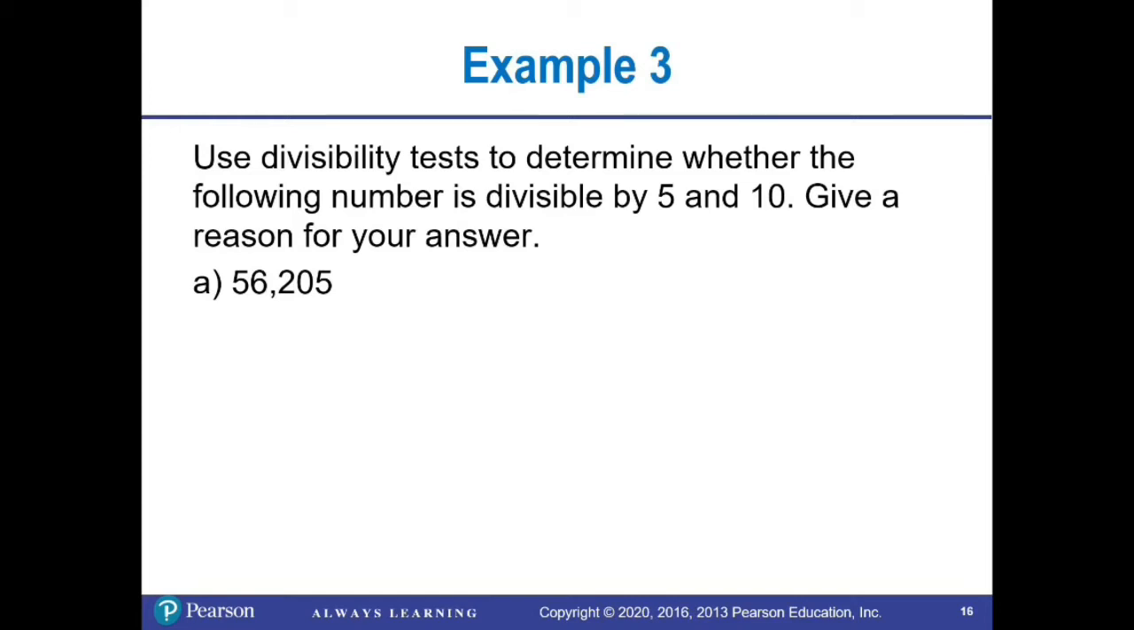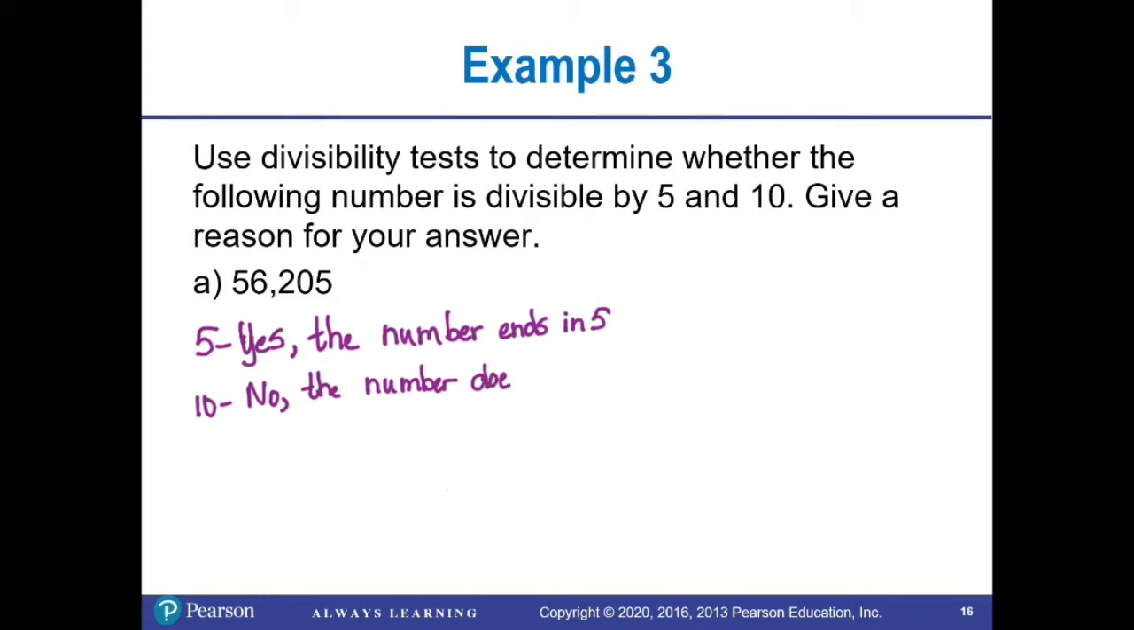So we want to know if each of the following numbers is divisible by 5 and by 10. Our number here in part A is 56,205. Well, this ends in 5, and so yes, this number is divisible by 5. Now this number does not end in 0, so the number is not divisible by 10. On your quiz in the show work box, you'll have to give a reason for your answer. You will be expected to show a statement similar to what I've shown in the video.